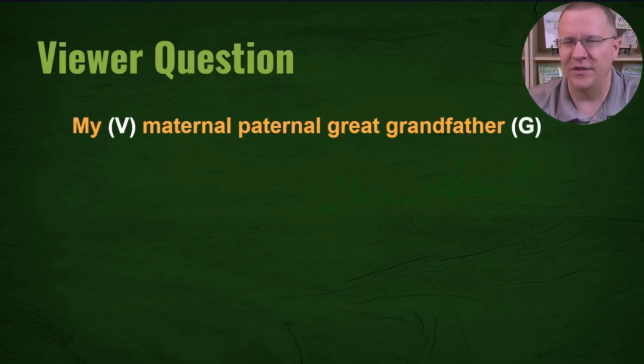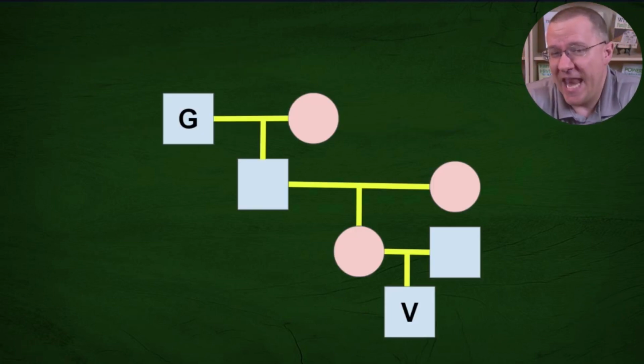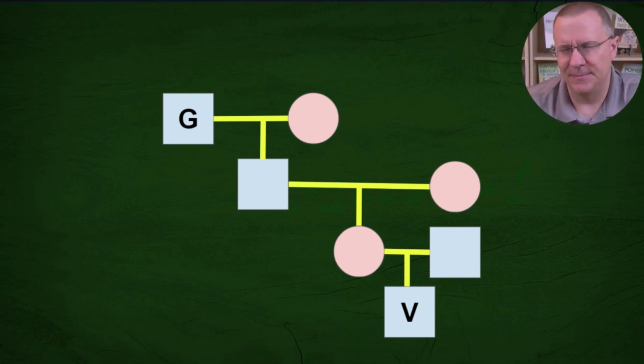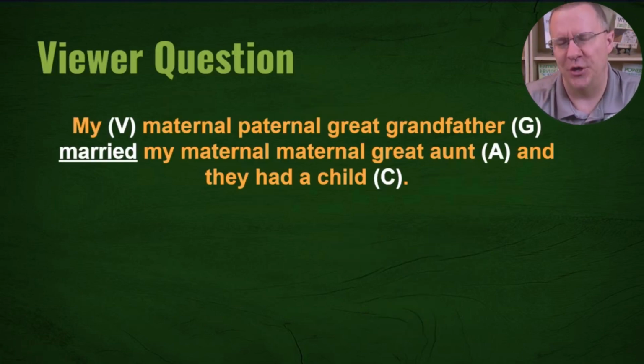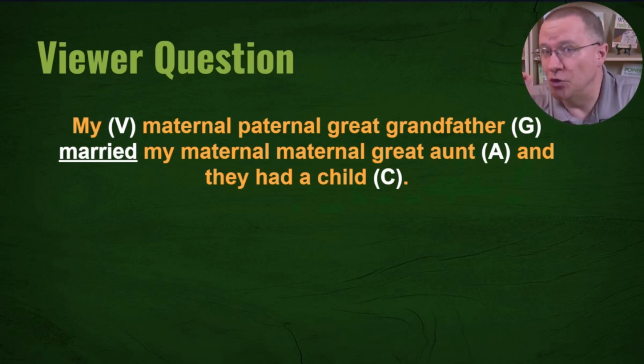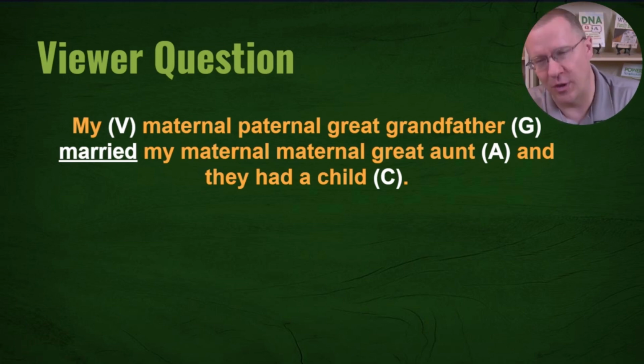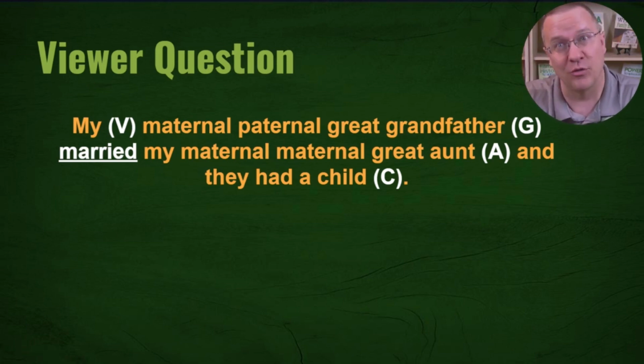So let's draw this out, and we end up with something that looks like this. Now, we don't necessarily know who all of these other people are, but we know who V is and we know who G is. And those are the important ones here. So next, this maternal paternal great-grandfather, G, married my maternal great-aunt, and they had a child. So we have two more people in this. We have A, the maternal great-aunt, and the child of the maternal great-aunt and the maternal paternal great-grandfather.